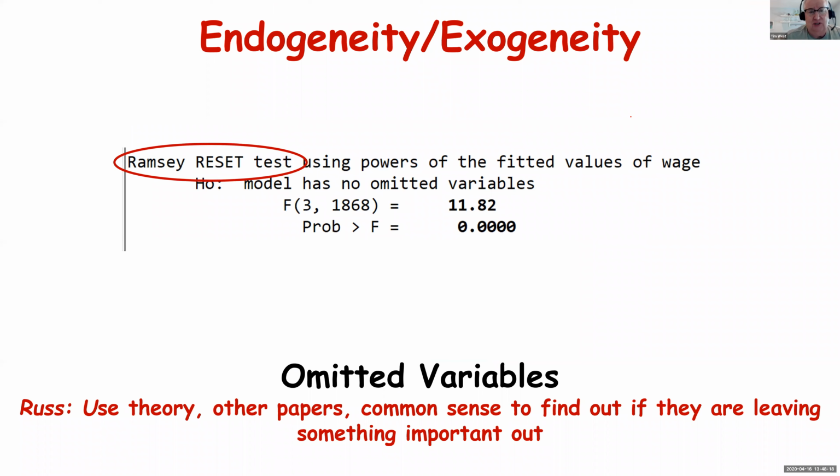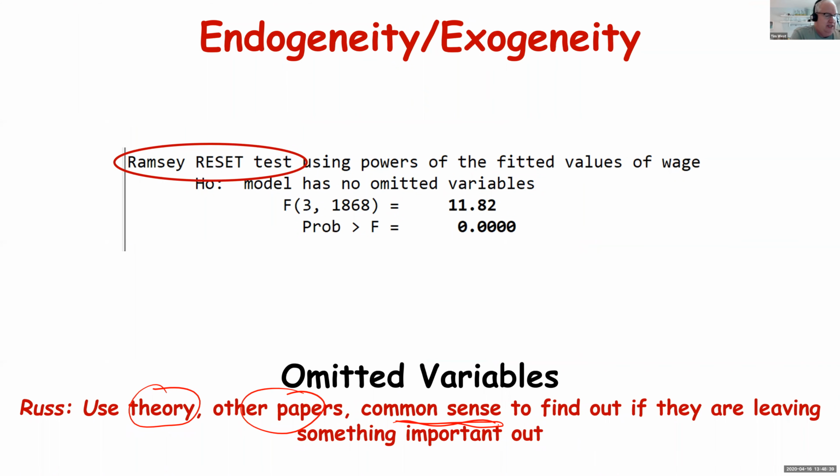Okay, and so here come the pieces. Endogeneity is also known as a question of omitted variables. I was talking to Russ this morning about it, and one of the things he highlights for you is the need to look at theory and other papers, and also just use your common sense.